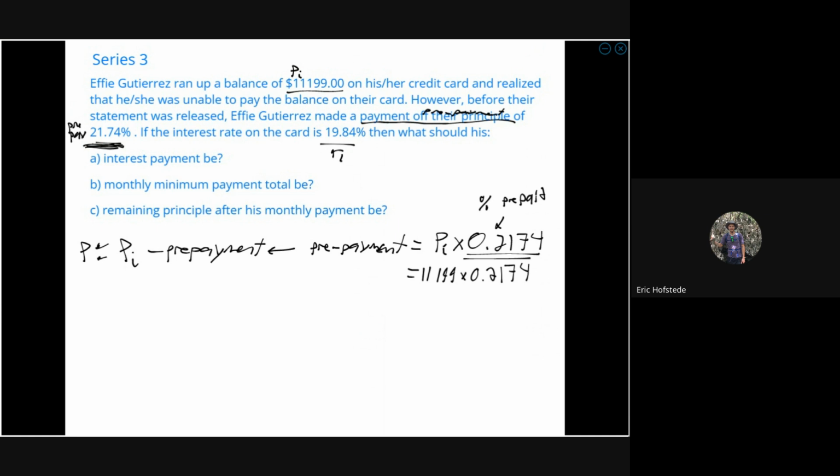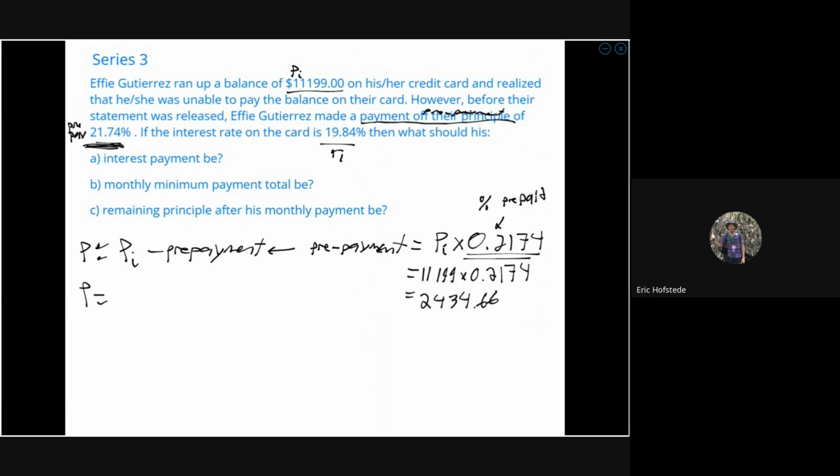Prepay. All right, so my prepayment, the 21% of my big $11,000 debt, 11,199 times 0.2174. I've paid off $2,434.66. No need to round extra there. That is not the credit card's math. That's your math. And now I can throw it into my equation.